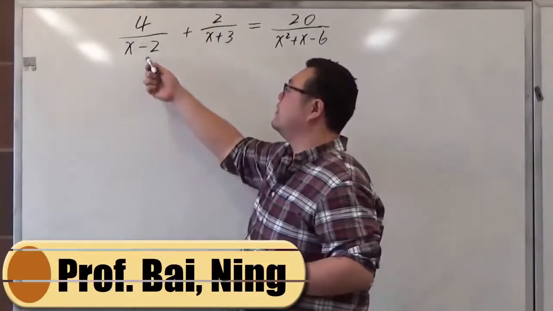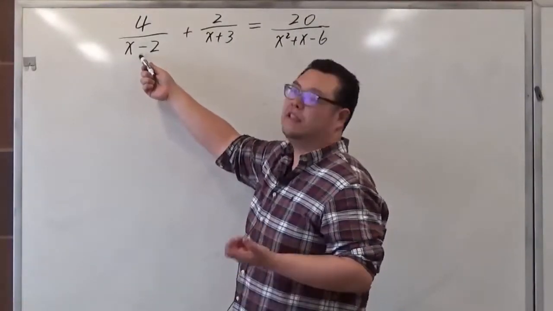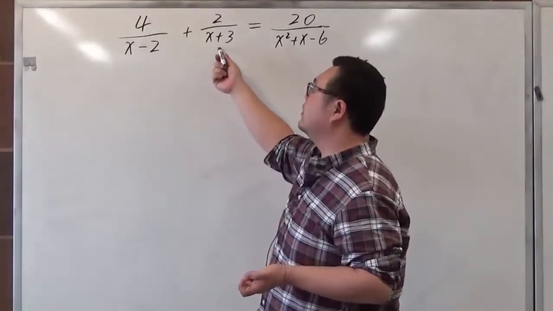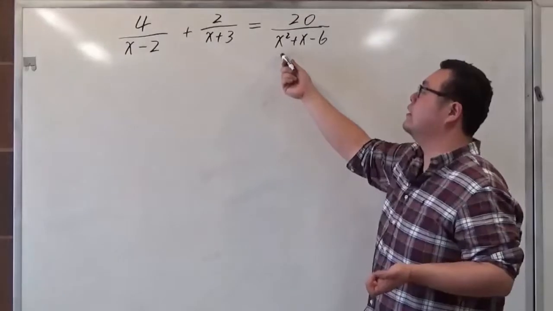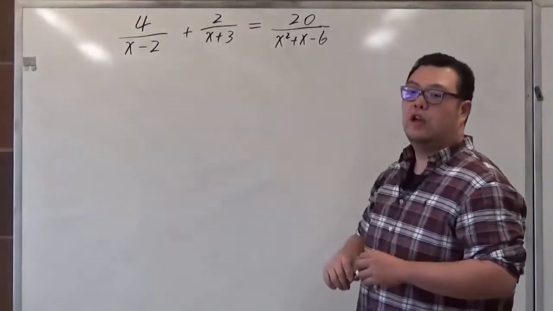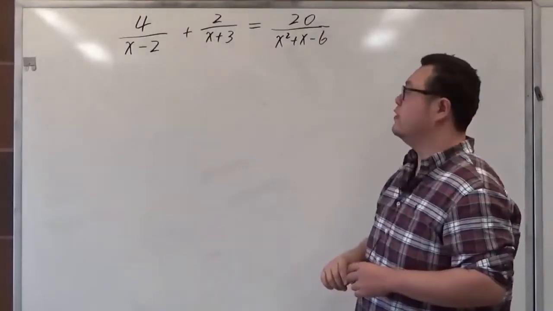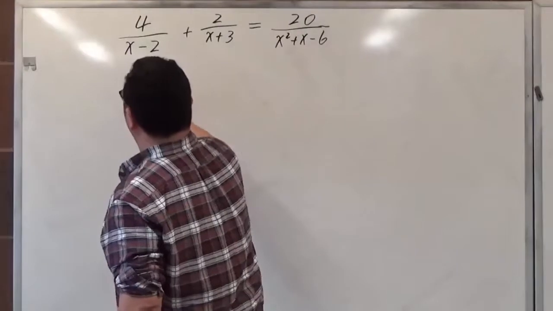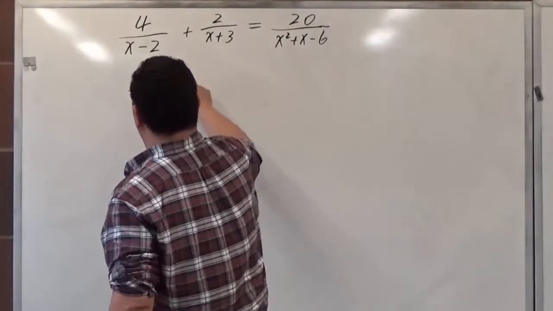We're going to go through the rational equation over here. The first term has a denominator containing the variable. We have x minus 2, x plus 3, and in the third term we have x squared plus x minus 6, which we need to factor. So we try to factor the denominator before we do everything.